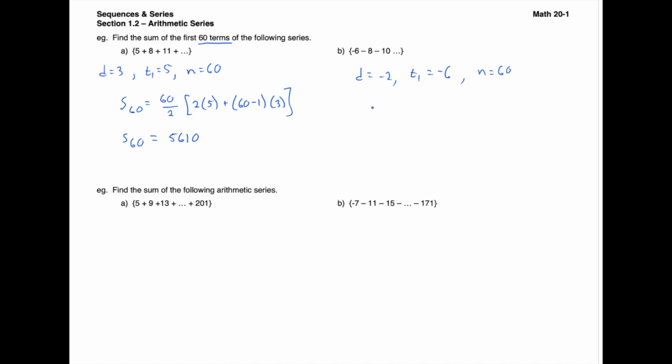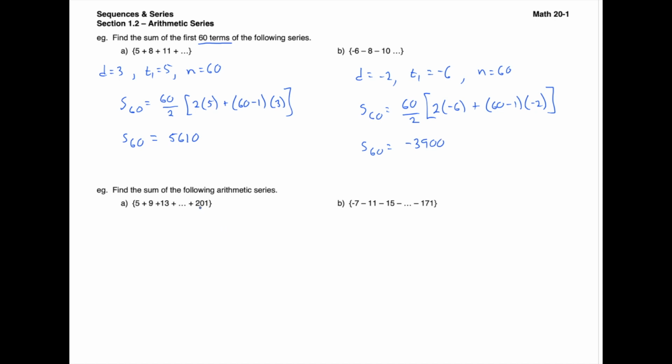I have the same set of variables, so I'll use the same equation. So here I have S60 will again be 60 over 2. My t1 and my d, though, are different, so I have 2 times the -6, and then adding to that the 60 minus 1, and then times the -2. So watch your signs with these ones. I have this one, S60 will equal -3900.